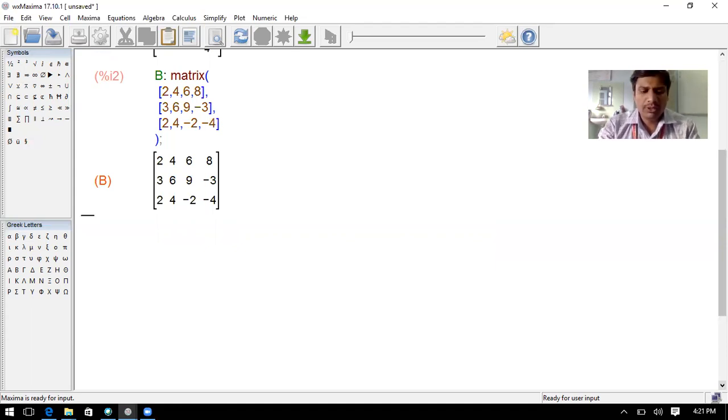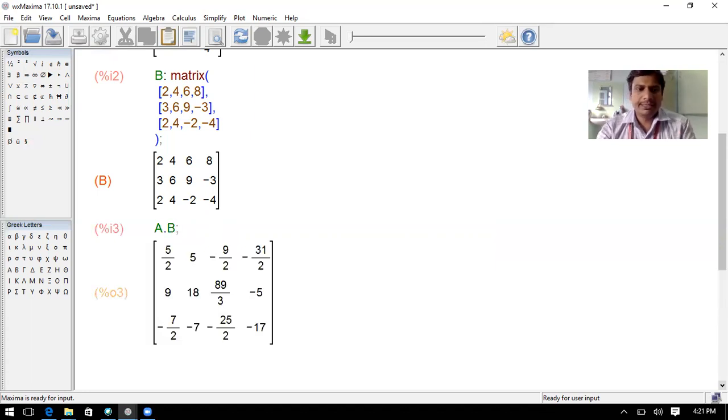First you go A into B: A dot of B, then semicolon, shift enter. This is AB. The AB value is 5 by 2, minus 9 by 2, minus 31 by 2. Next row is 9, 18, 9 by 3, minus 5, then minus 7 by 2, minus 7, minus 25 by 2, minus 17. This is A into B.